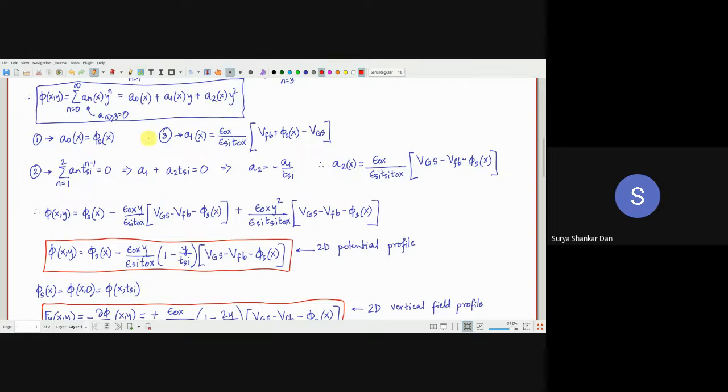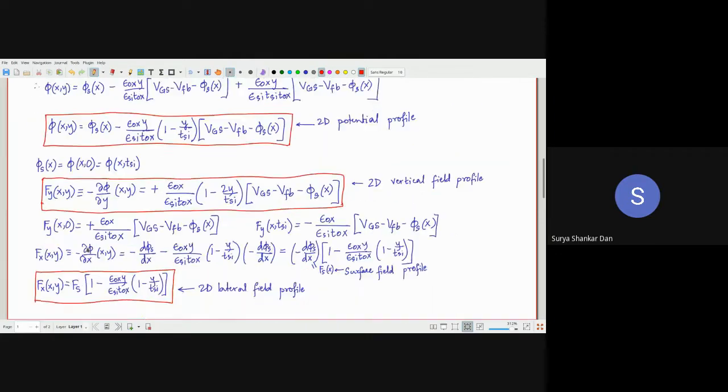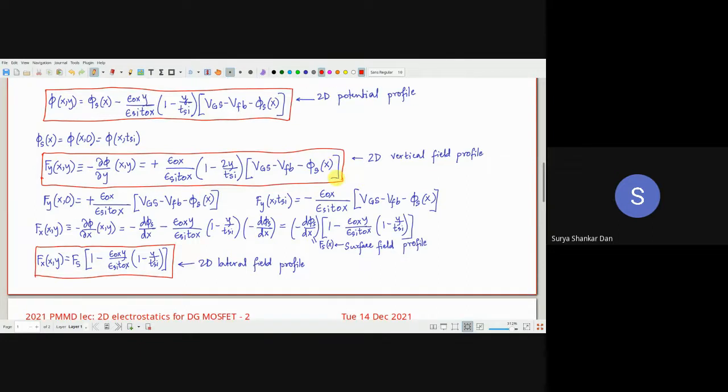So we have got a0, a1, a2, and therefore the 2D potential profile is given by this relation. Once we have obtained the 2D potential profile, it's very simple to get the field profile. The vertical field profile will be minus ∂/∂y of this φ(x,y), and essentially you get this. Here is a y and here is another y. So this bracket becomes y minus y squared by tsi. Take its derivative, so that becomes 1 minus 2y by tsi.